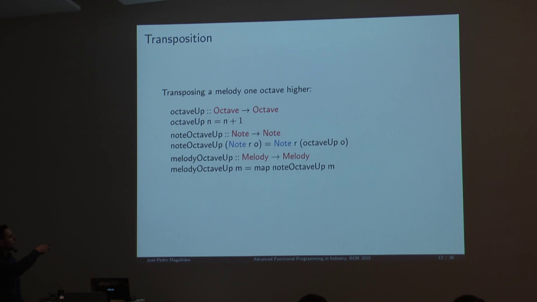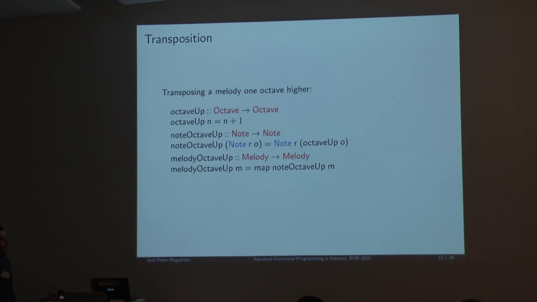We do this in small pieces. So first, how do we transpose an octave itself? Well, that's an integer, so we just add one to that integer. If we have a note, we transpose an octave up by leaving the root unchanged, because we don't want to change that, we just want to change its octave, so we use the function we defined above. Now, a melody, we just want to take each of the notes and put them one octave higher. So for that we use another built-in function, map, that takes a list and a function to apply to each of the elements in the list.